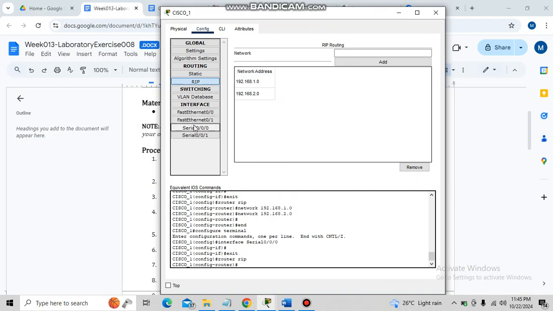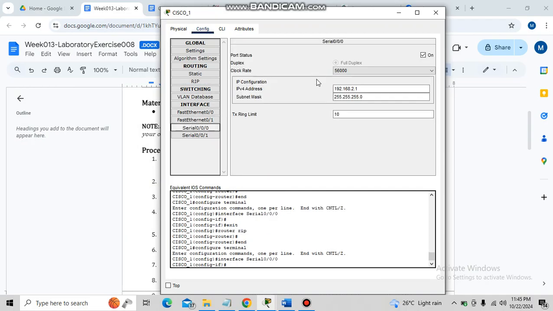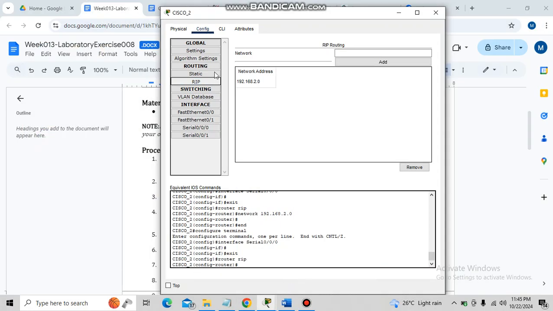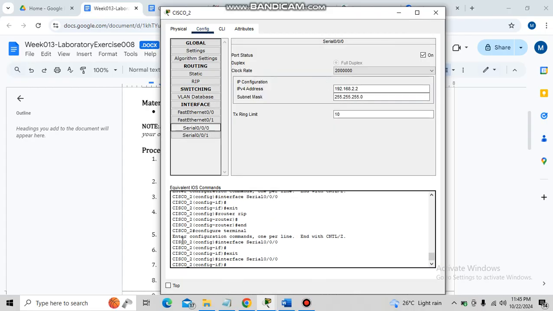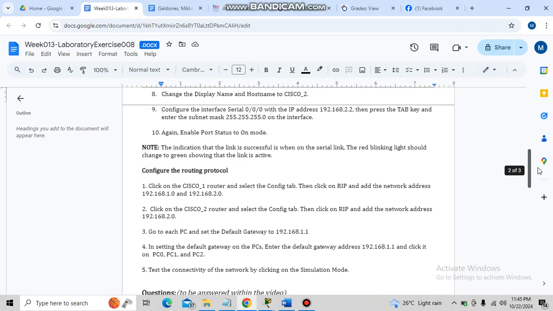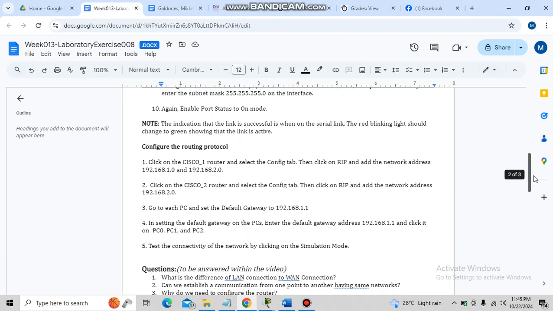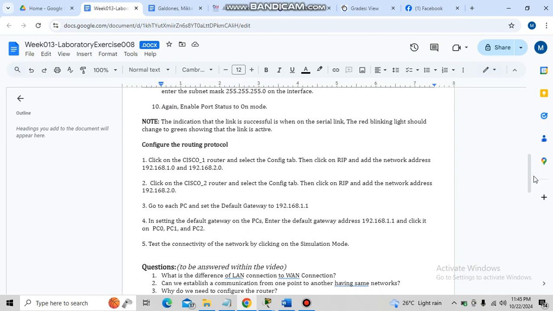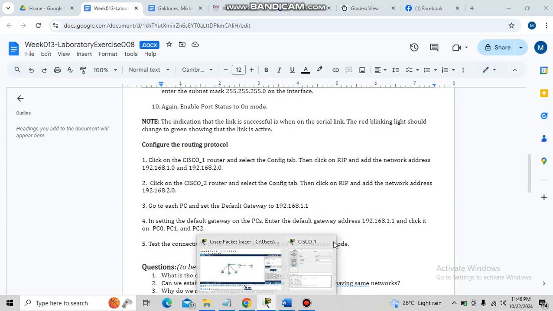And then I was also asked to configure our serial 0/0/0 port with the following IP address and subnet mask. So that is correct. And let me check for the second Cisco router. There we go. And now I believe we can simulate this wide area network to see the status of its connectivity. So let us do just that right now.